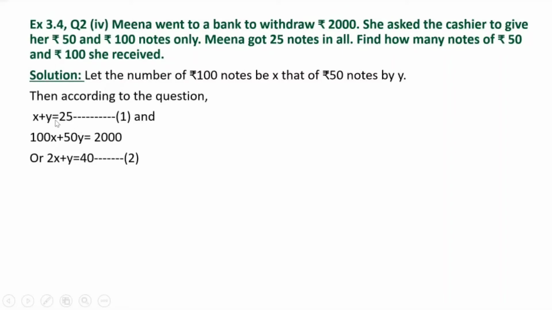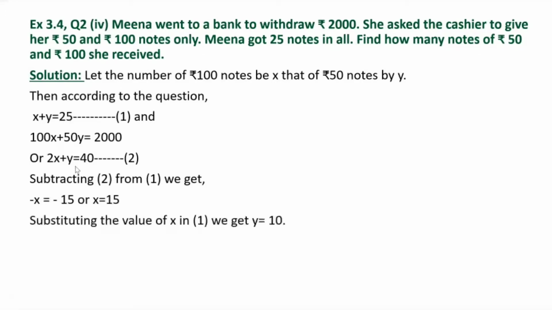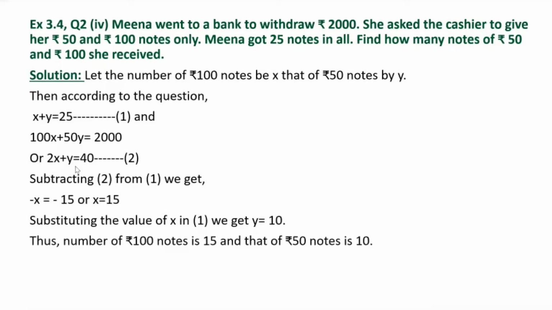Now comparing 1 and 2, the coefficient of y is already the same. I will subtract both of them and eliminate y. I'll get x is equal to 15. Using that, I'll get y is equal to 10. So the number of 100 rupee notes is 15 and the number of 50 rupee notes is 10. Again, I told you the answer statement is very important.